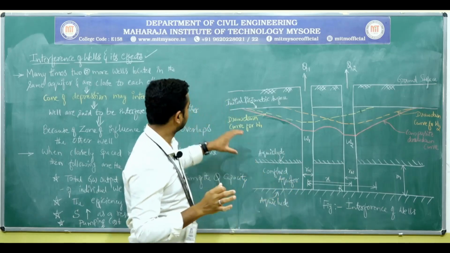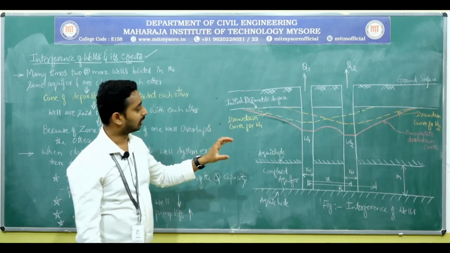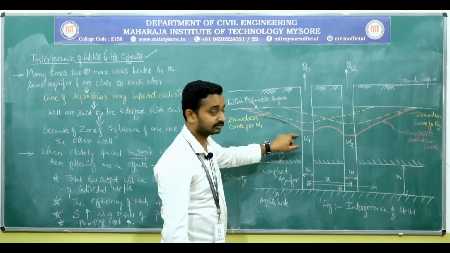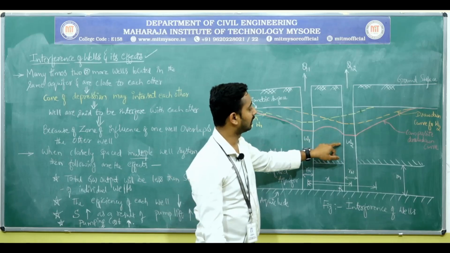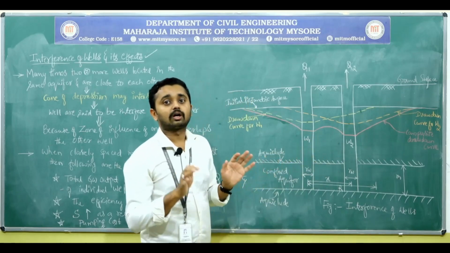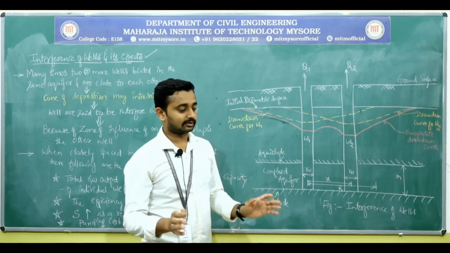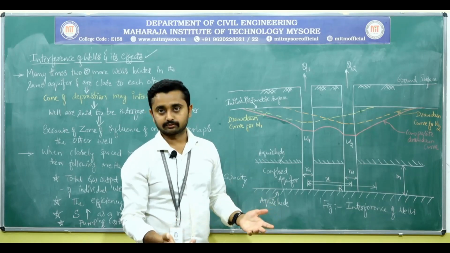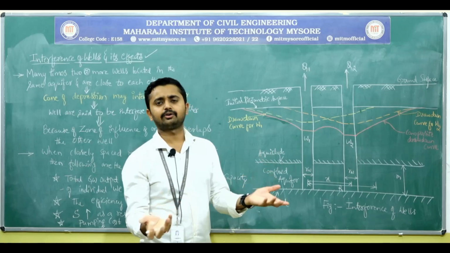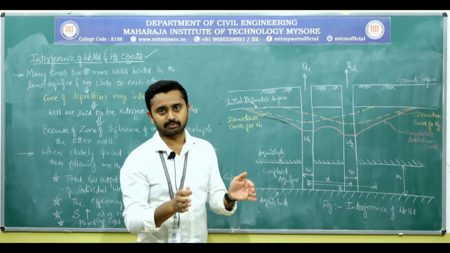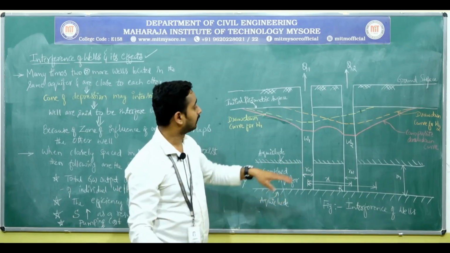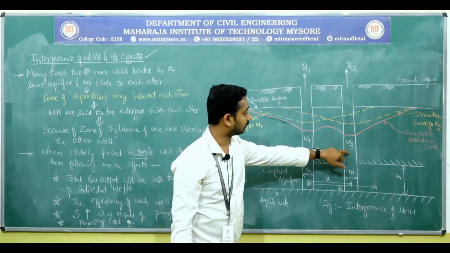First of all, carefully observe the diagram. Okay, this is well 1. This is another well, well 2. Both are closely spaced, let's say about 200 meters, or 100 to 200 meters. It's a closely spaced well in a single aquifer. This is well 1, this is well 2.